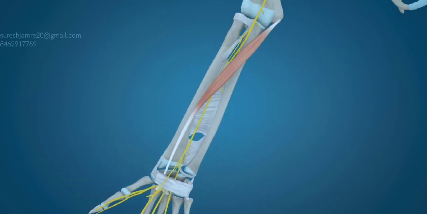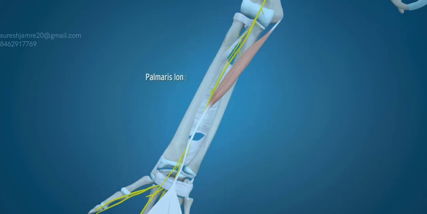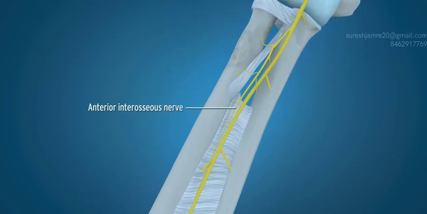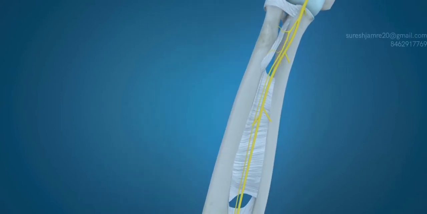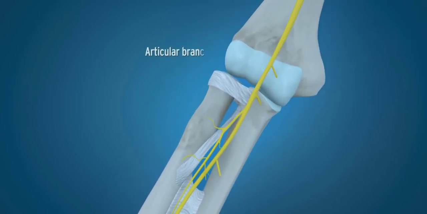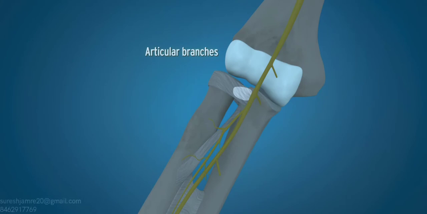Branches. Muscular branches to the flexor carpi radialis, palmaris longus, and flexor digitorum superficialis. Anterior interosseous nerve. Articular branches to the elbow joint and proximal radio-ulnar joint.